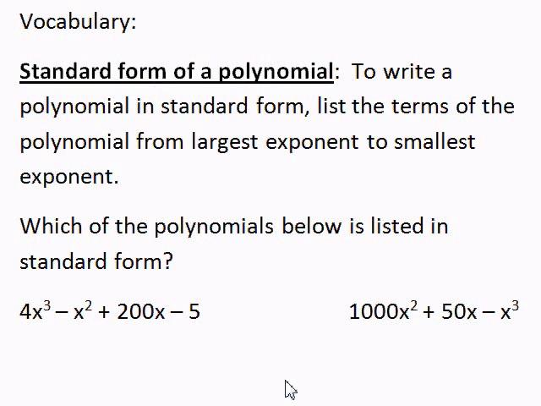We're going to take a look at a couple of vocabulary words, the first of which is the standard form of a polynomial. To write a polynomial in standard form, you need to list the terms of the polynomial from largest exponent to smallest exponent.